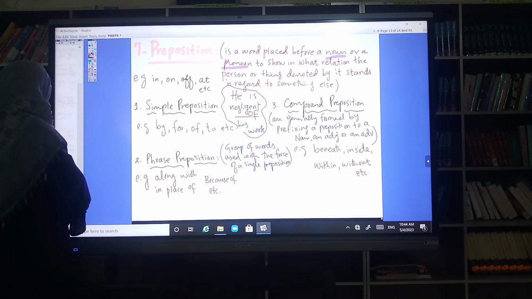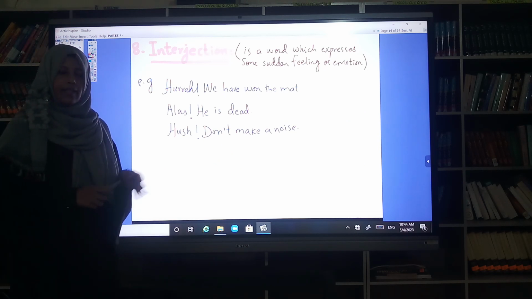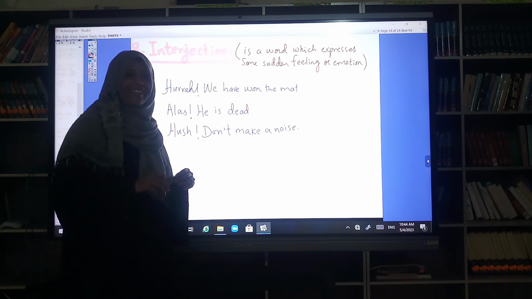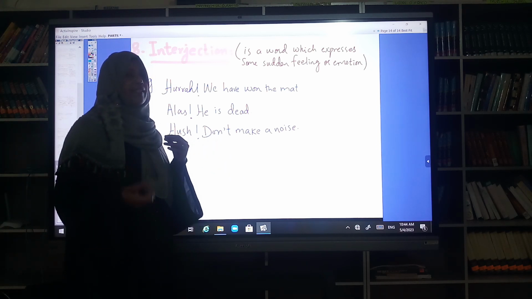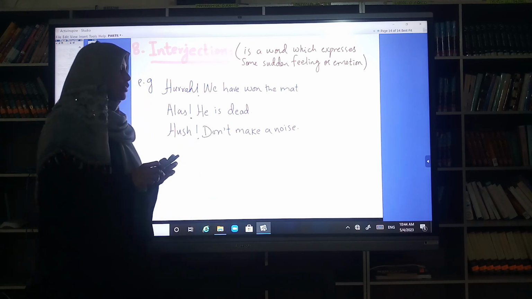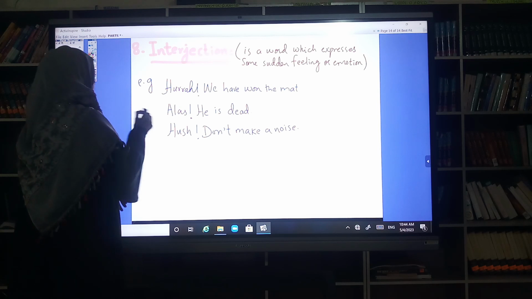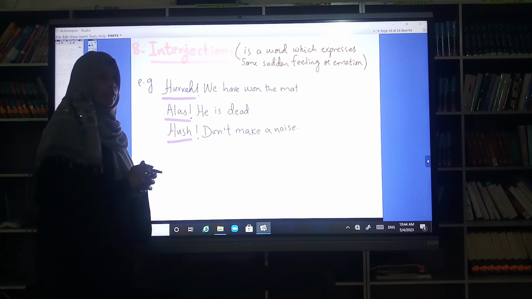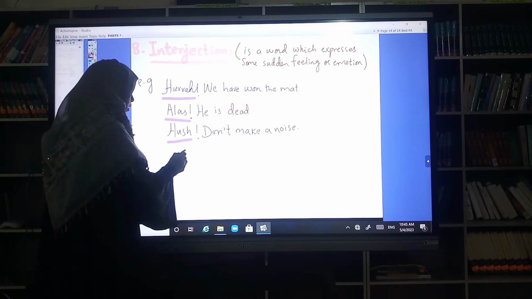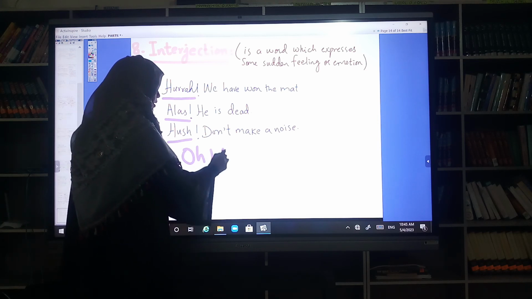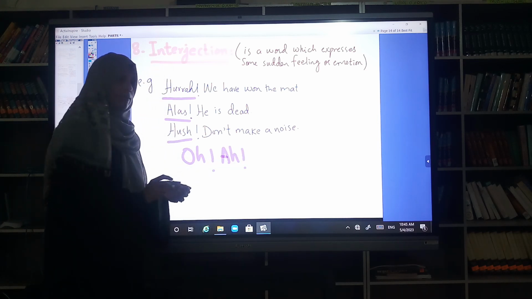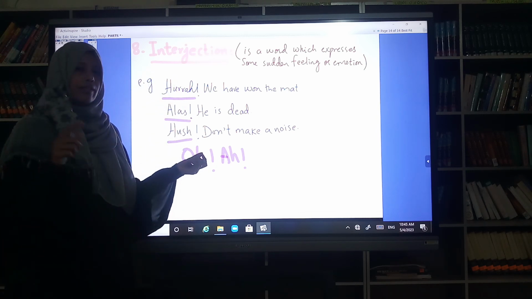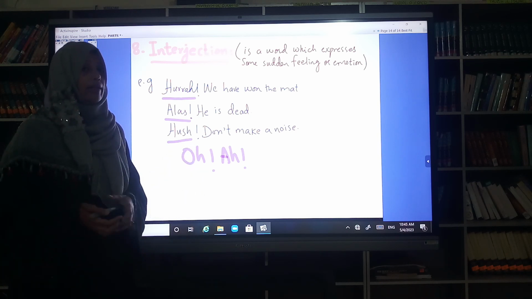Okay, next we have interjection. It is the last type with no further types at all. Interjection is a word which expresses some sudden feelings or emotions, and they are expressed through certain words. For example, hurrah, alas, hush, and there are so many others. For example, oh, ah, and so many other things like this. They are used at the start of a sentence, and they have an exclamation mark at the end of them.